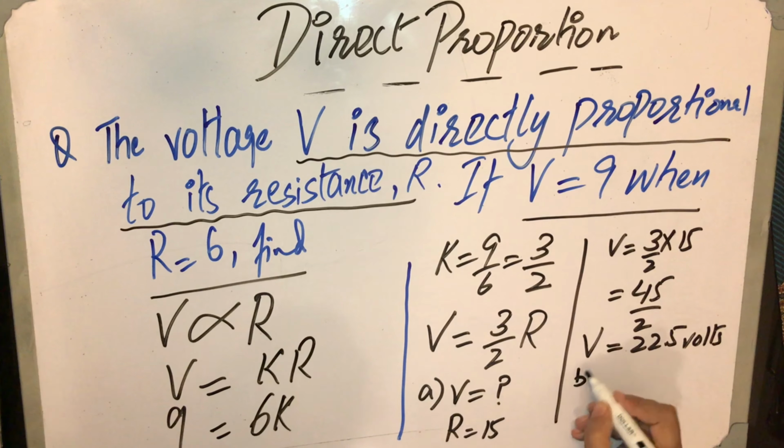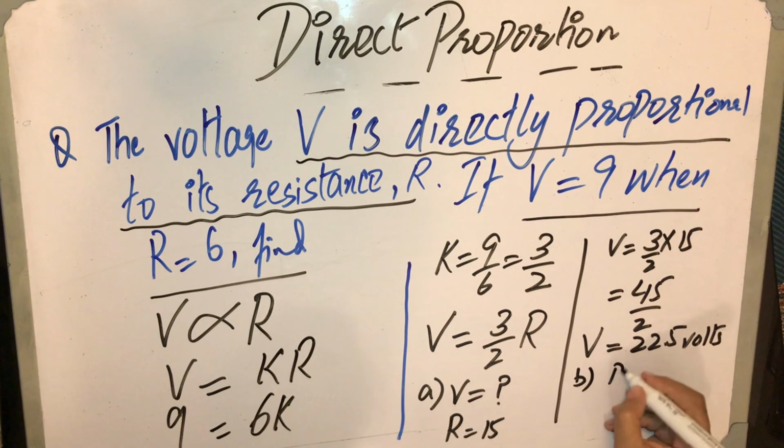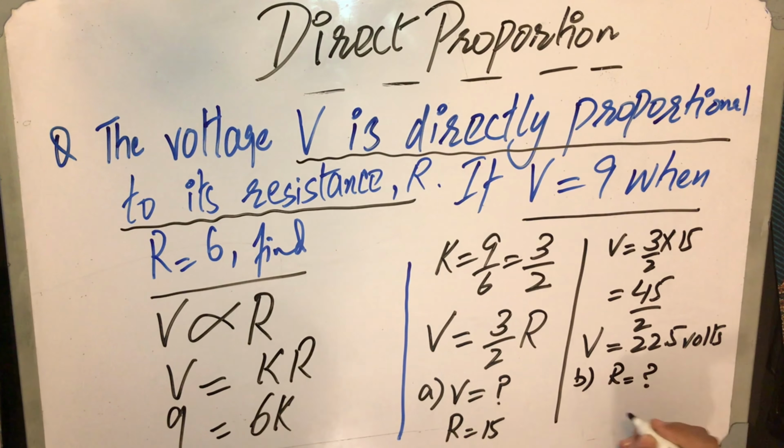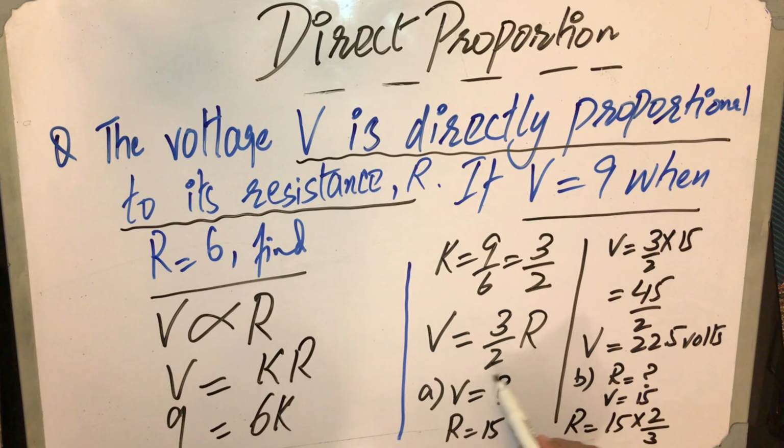And the B part is find the value of R when V is 15. Take the equation. V is 15. Multiply 15 with 2 and divide with 3. To find R, multiply 15 with 2 and divide with 3, or in other words, you have taken this constant of proportionality to the other side. 2 is here in the denominator. There we shall multiply V with 2 and we shall divide V with 3, and we can have our answer 10. R is 10 ohms.